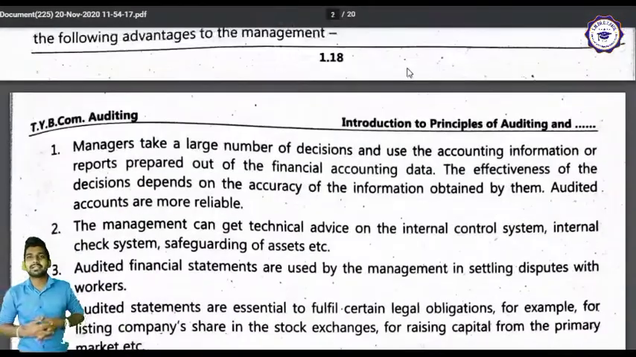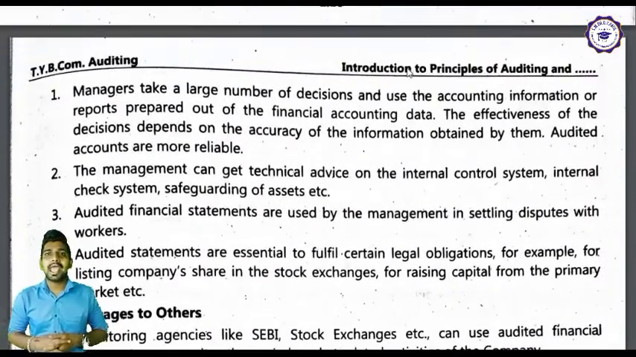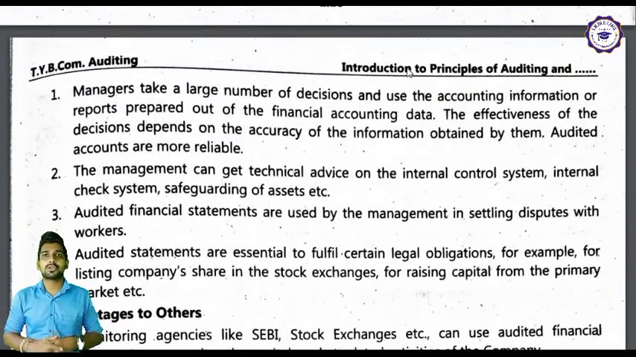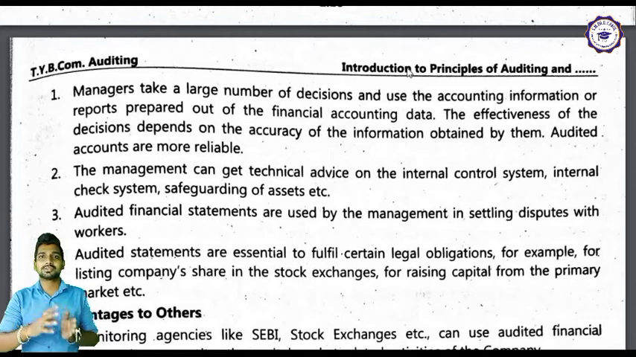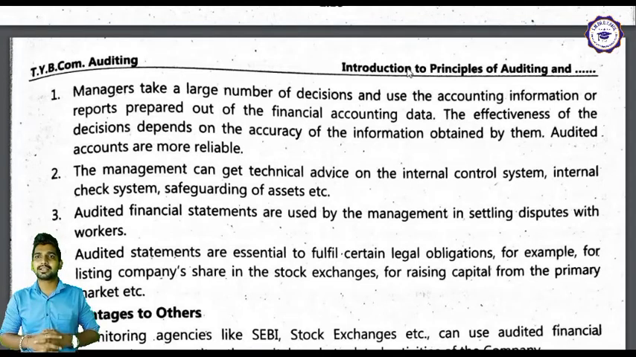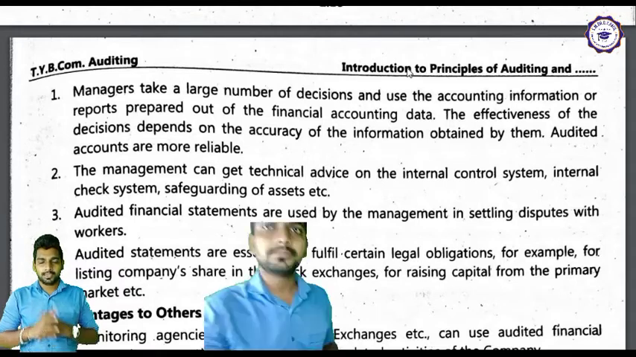Over here, management takes a large number of decisions and uses the accounting information or reports prepared from the financial accounting data. The effectiveness of the decision depends on the accuracy of the information obtained by them. Audited accounts are more reliable. The management can get technical advice on the internal control system, internal check system and safeguarding of assets, etc.